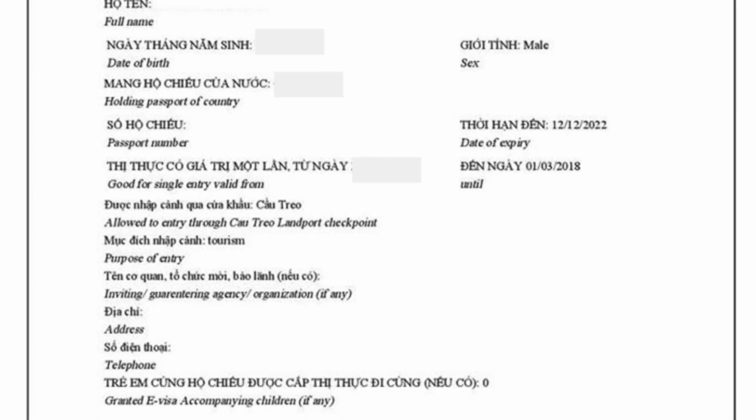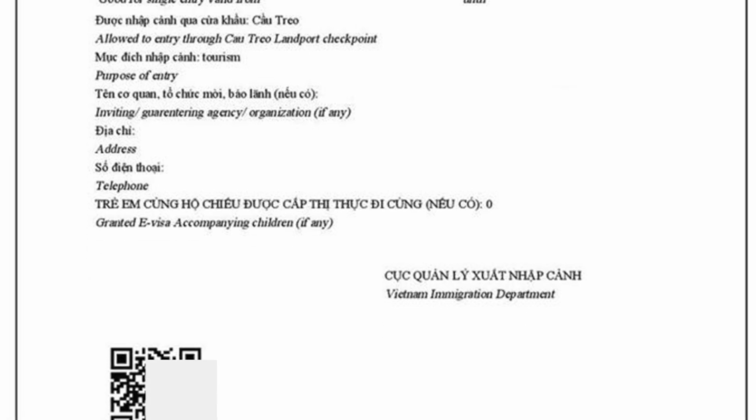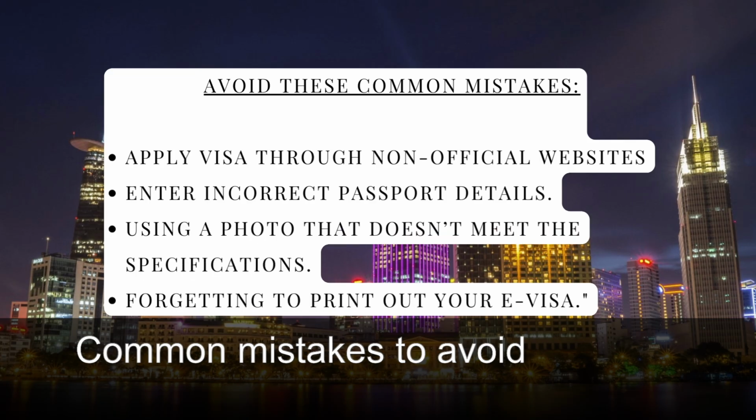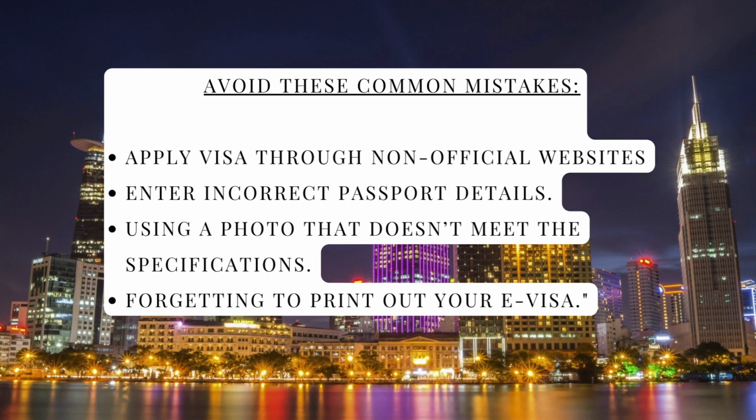When your e-visa is approved, you will receive it via email. Download it, print it out, as you will need to present it upon arrival in Vietnam. Avoid these common mistakes. First, applying for visa through non-official websites, entering incorrect passport details, using a photo that doesn't meet the specification, forgetting to print out your e-visa.